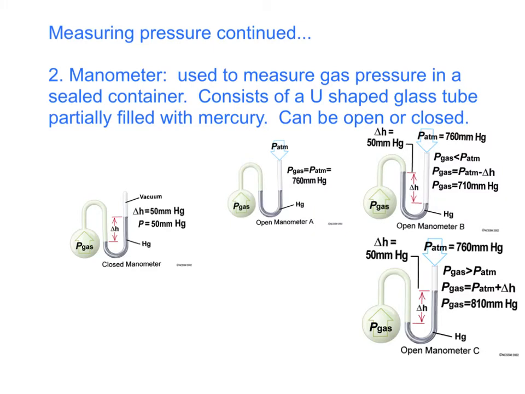sealed system or container is with a device called a manometer. A manometer is another way of measuring gas pressure in a sealed container. It's basically a U-shaped glass tube. So this would be the business end of the manometer, and it's partially filled with mercury. So that grayish stuff we see in these is mercury. And they can be open, like the ones over here on the right that I'll look at in a minute. There's an open end to the tube that's open to the atmosphere, or they can be closed, like the first example that I'm going to show you right now.